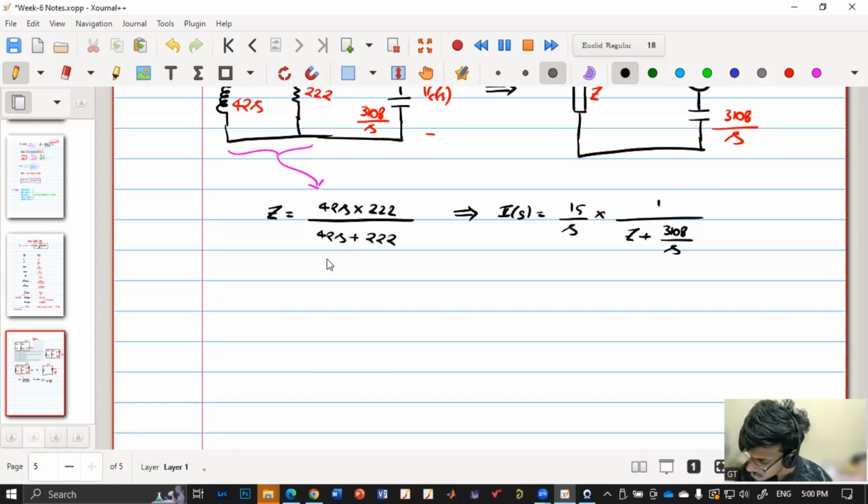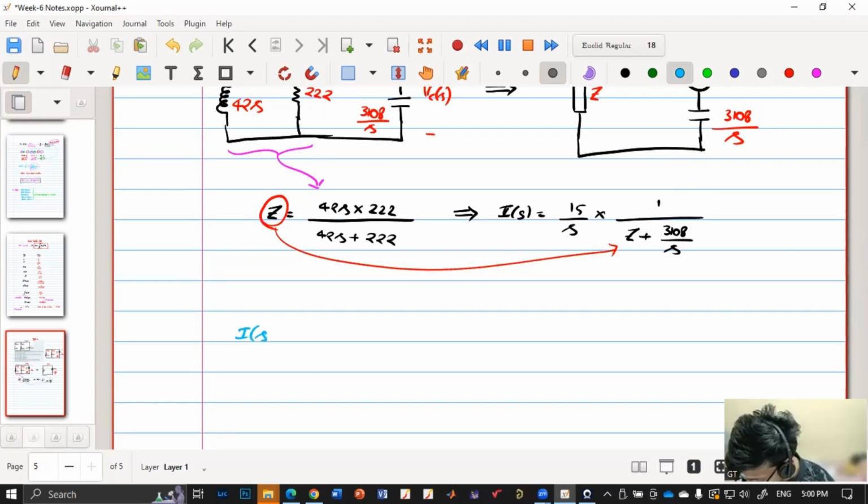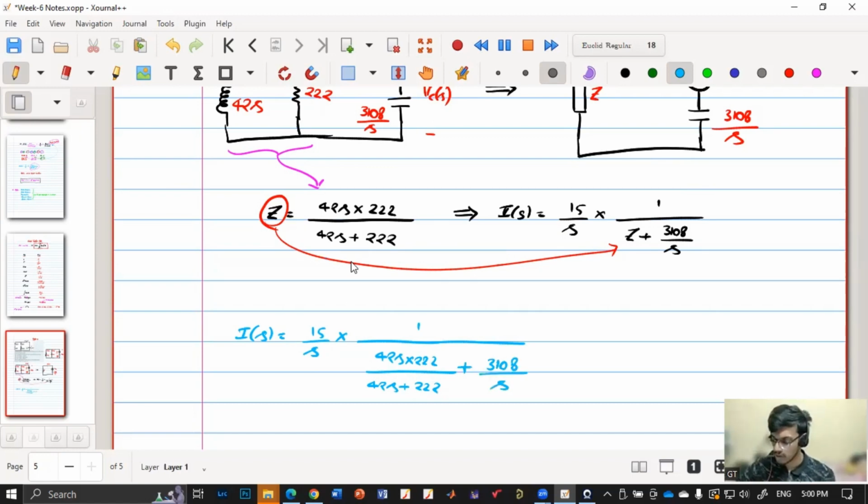Now I'll substitute this Z in this expression. So now I'll write my overall I of S. My overall I of S is 15 by S multiplied by 1 by 42S into 3/2 by 42S plus 3/2, plus 3108 by S. So this is how we'll be getting it.